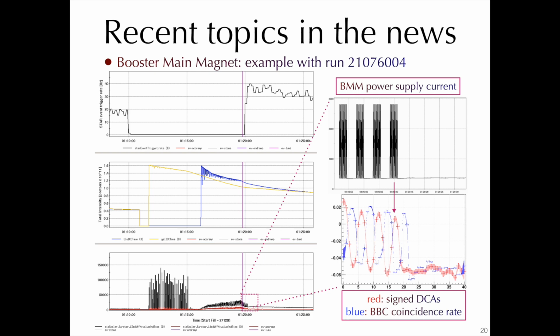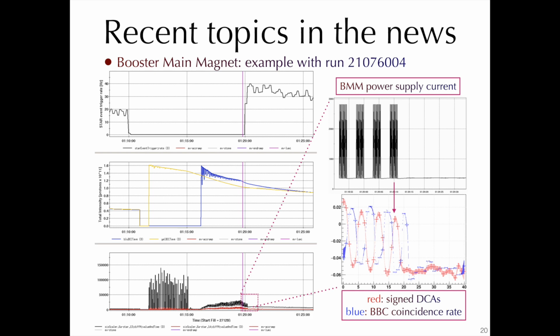So let me just finish by highlighting a couple of those recent topics. First I'll mention is the booster main magnet, and I bring this up because this is now an issue even here in Run 20 that I'm trying to look at and understand better. And you may hear about this if you're on shift and working at the experiment. So this is an example of a run taken just in March, just towards the end of our running. And on the left are some plots that are provided by the collider folks, and they're showing the various things as a function of time.